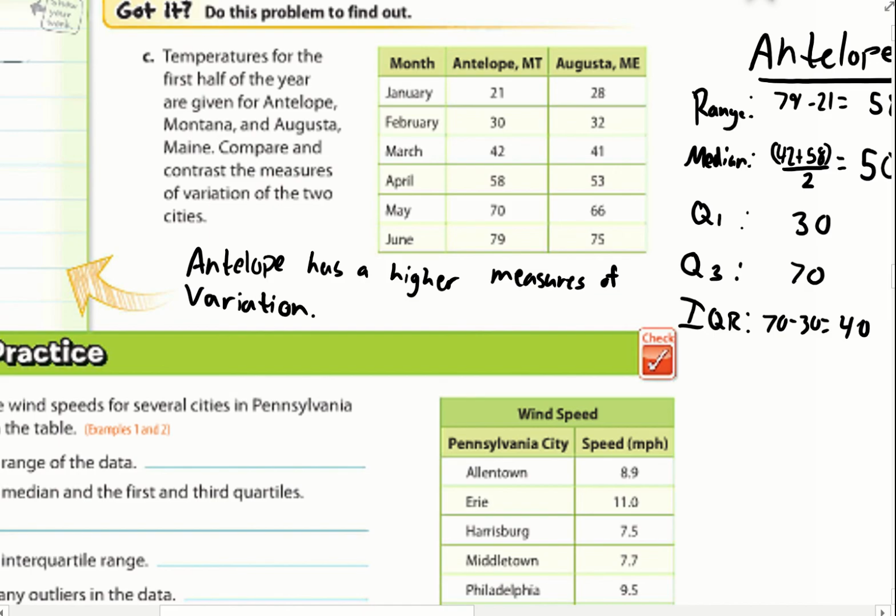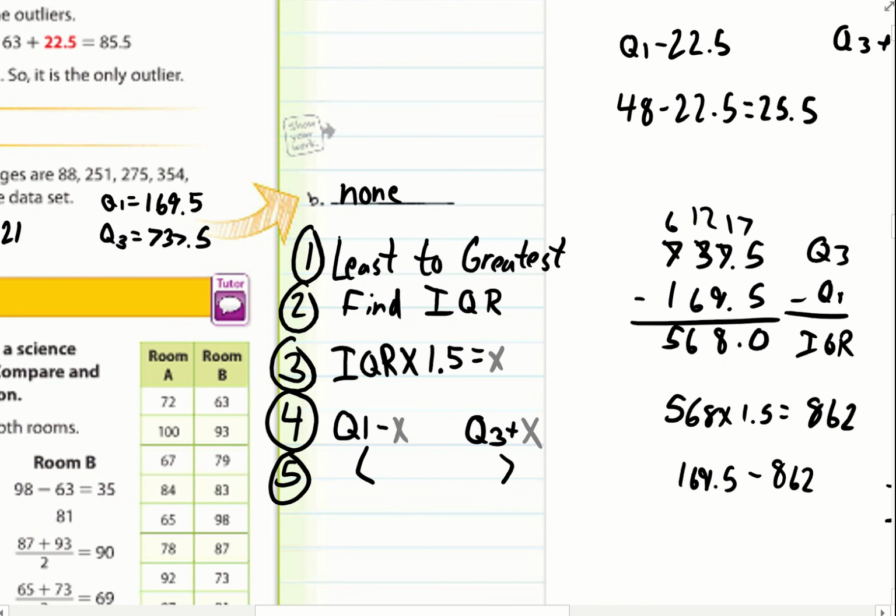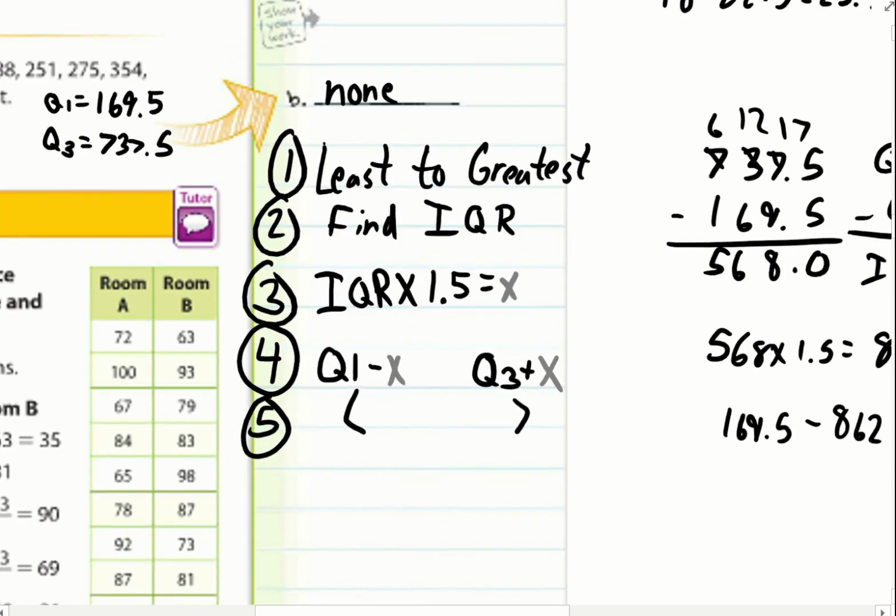And that is the end of the notes. Just the main thing, make sure we know the steps and how to find outliers. And that's these steps here.